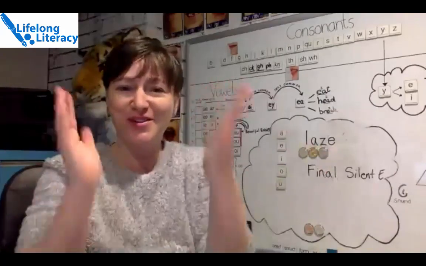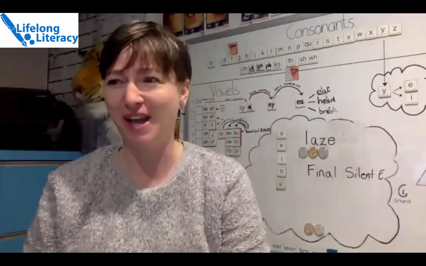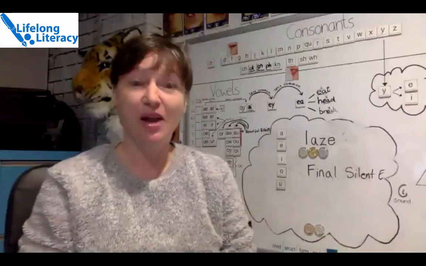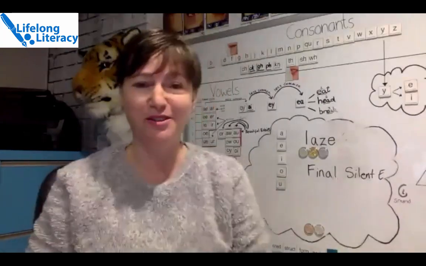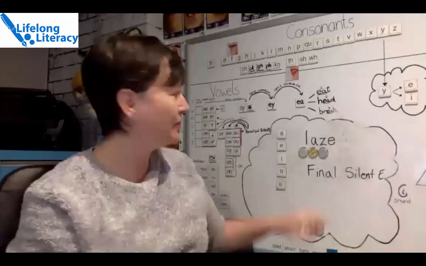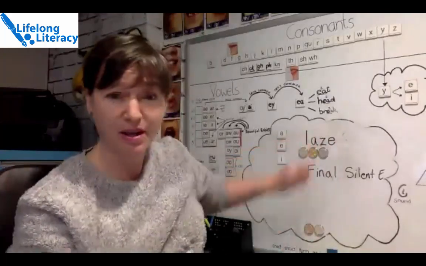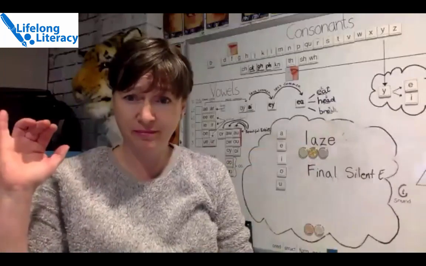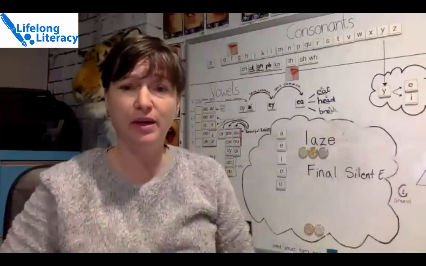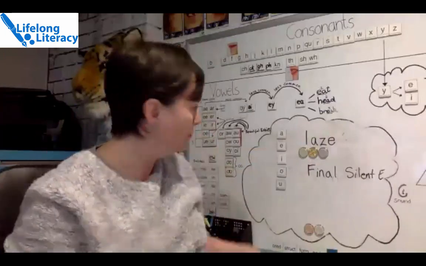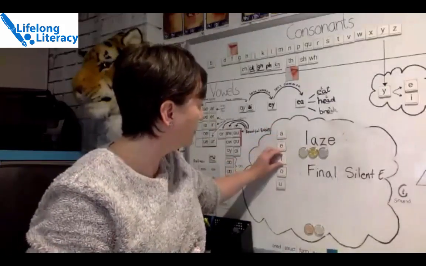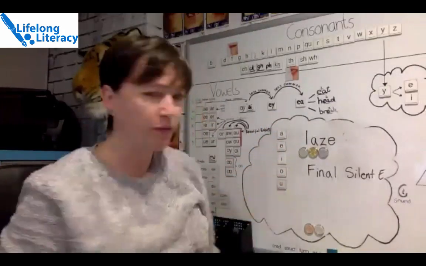But we'll come back to that. We will come back to that on Saturday for educators, by the way. We'll come back to it. So anyway, final silent E makes a vowel say its name, even if it's separated from that vowel by a consonant. So let's have a look. Let's see if we can put that into action.